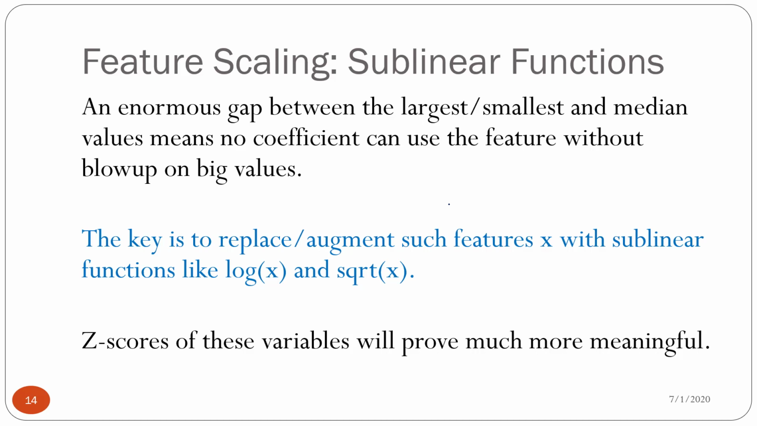Okay, so these are all the topics in feature scaling. Here we are explaining the problem in the previous regression: an enormous gap between the largest and the smallest, and the median values, means no coefficient can use these features without the same point. So what we should be doing is replace the feature x with the log of x or square root of x, and then we can compute the z-score. That way the regression that we get would be more meaningful.